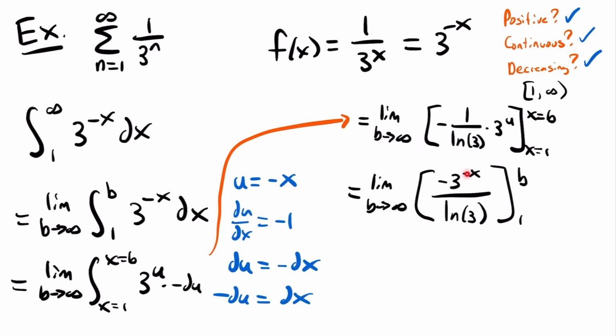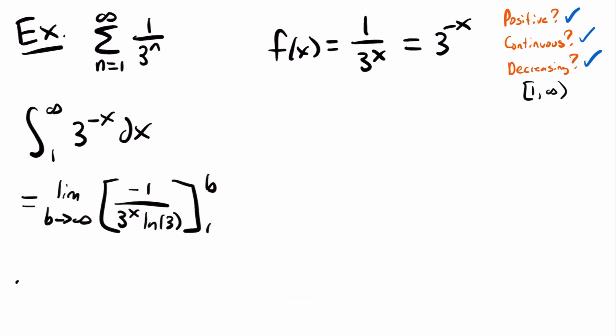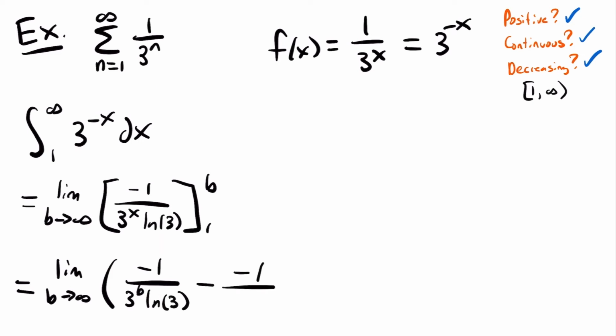Now if we move 3 to the power of negative x back to the denominator so that the exponent is positive, then this will be equal to the limit as b approaches infinity of negative 1 divided by 3 to the power of x times the natural log of 3 evaluated from 1 to b. Now we are ready to evaluate this expression at b and subtract the evaluation at 1, and then evaluate our limit. If we evaluate at our bounds, this will be equal to the limit as b approaches infinity of negative 1 divided by 3 to the power of b times the natural log of 3 minus negative 1 divided by 3 to the first power times the natural log of 3. So we plugged in b and then we subtracted plugging in 1.